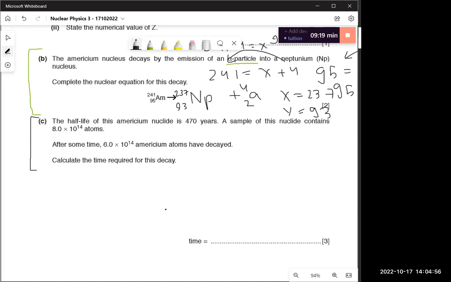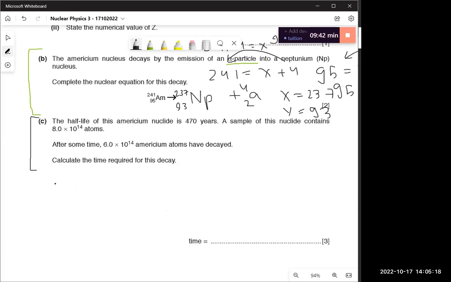Start, Neha. The half-life of this americium nuclide is 470 years. A sample of this nuclide contains 8 into 10 to the power 14 atoms. After some time, 6 into 10 to the power 14 americium atoms have decayed. Calculate the time required for this decay.